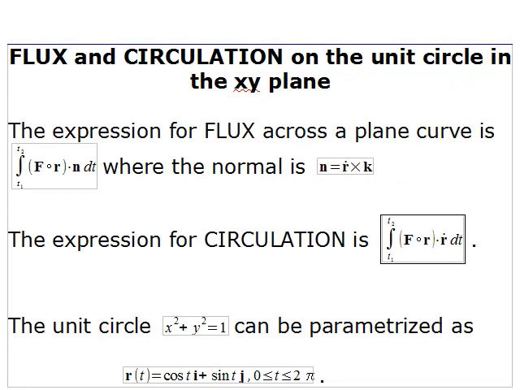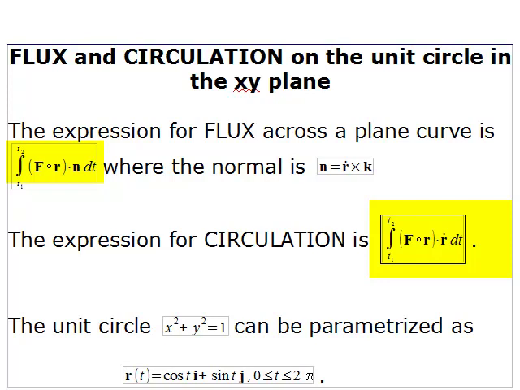Now let's do another integral. In this case, we're going to look at the flux and the circulation on a unit circle. So the circulation is that tangential component, the flux is the perpendicular component. So here's the expression for the flux, and here's the expression for the circulation. We just did the circulation, but in that previous example it wasn't necessarily a closed path, and work could be done over a closed or open path.